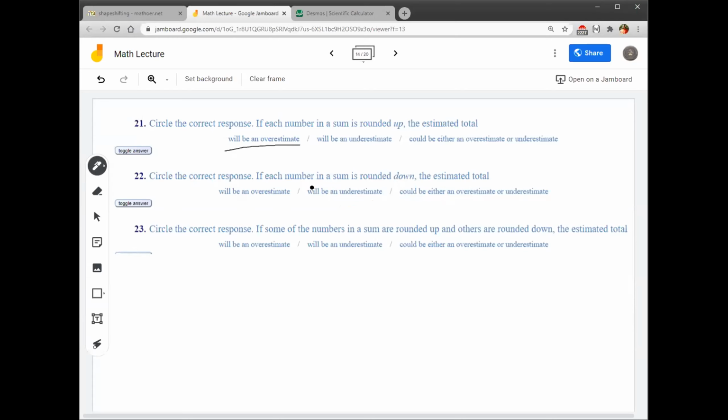Or both of them. If they're both down, then it has to be at least a little too low. It might not be meaningfully too low, but yes. And then if some are up and some are down, then what will happen? It could be an over or an under. It depends on which one rounds more.